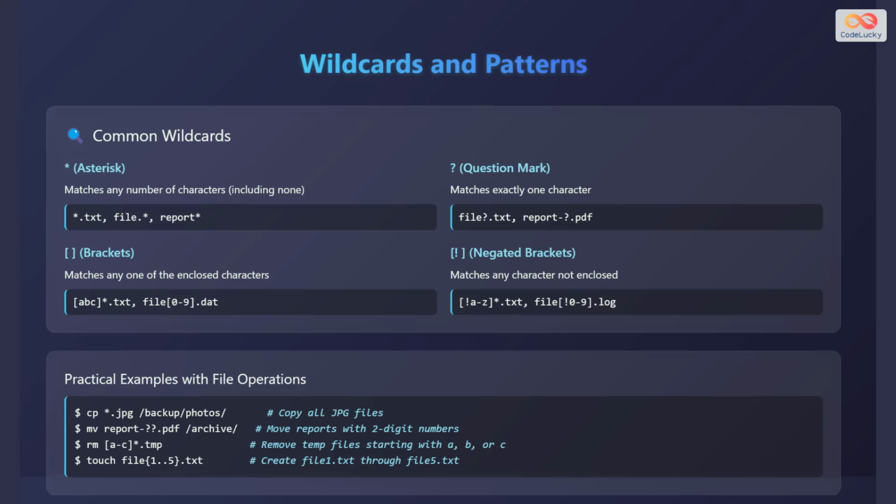Negated brackets match any character not enclosed. For example, [!z]*.txt, file[!0-9].log. Let's see some practical examples with file operations.